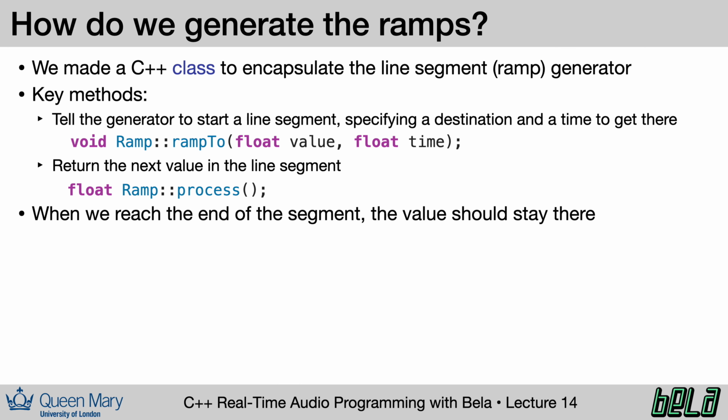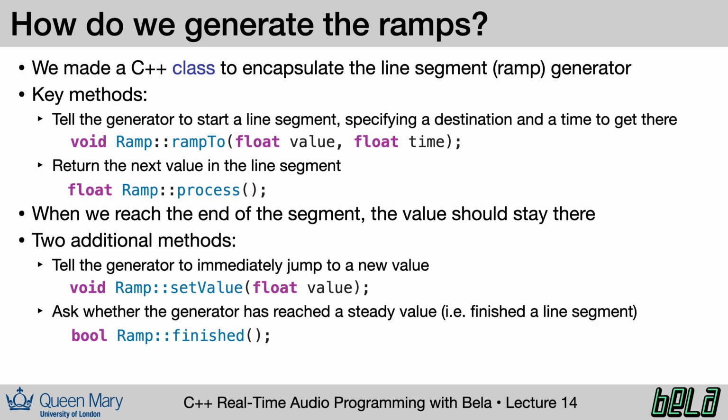In Lecture 12, we made a C++ class to encapsulate the ramp generator. It had 2 key methods. One of them was called ramp2, which indicated a value to go to and the amount of time to take to get there. We also had a method called process, which we called every single audio frame to return the next value in the line segment. The idea was that once we reached the end of the segment, the value stayed put until we called ramp2 again. We had a couple additional methods, one which caused the output to jump to a particular value, and another method that we could use to query whether the ramp had finished or not. All of this is described in more detail in Lecture 12.